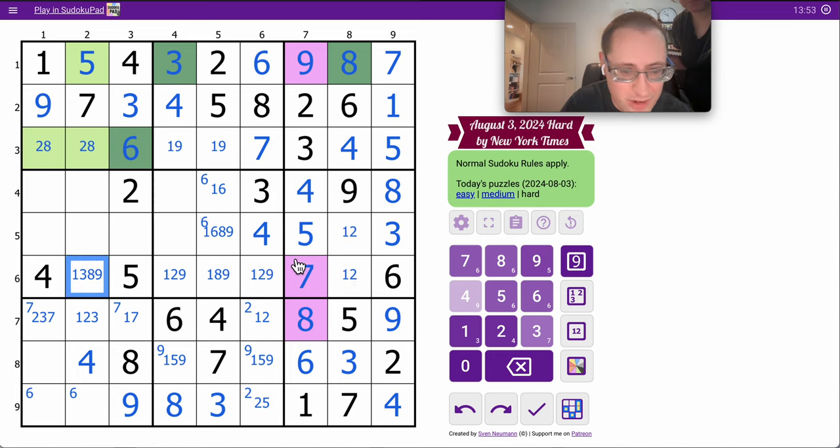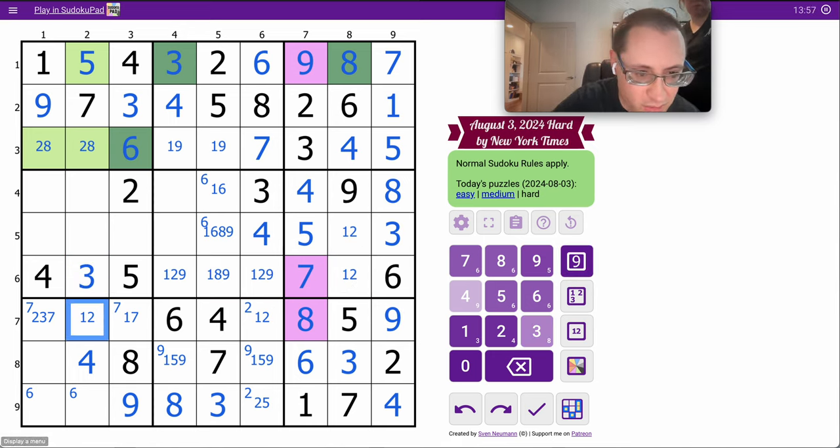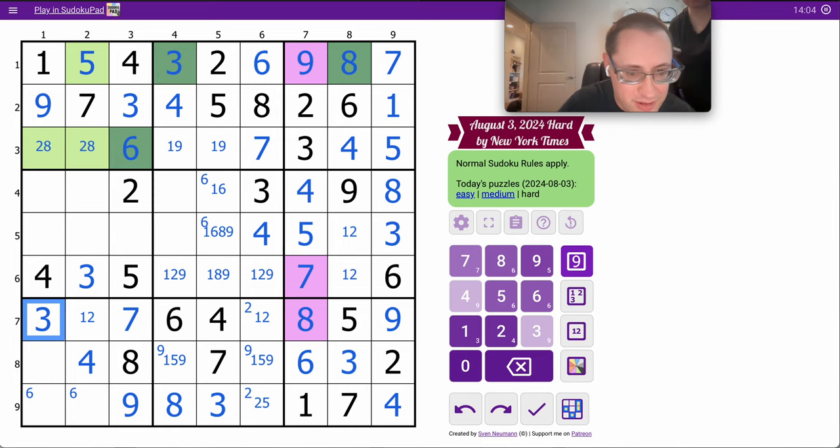Yeah, that's a hidden 1, 2, 8, 9 quad. That's a 3. So this isn't 3. 1, 2 pair makes that 7. And now that's a 3. And that can only be in one place for 8. What? 2 8s, 4s, and 8.